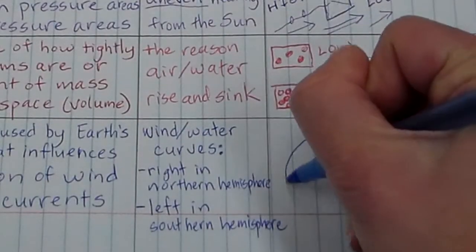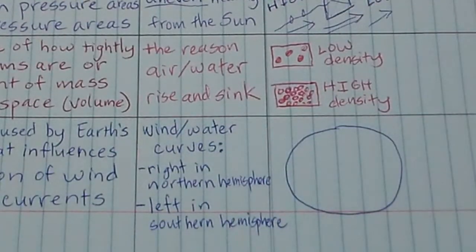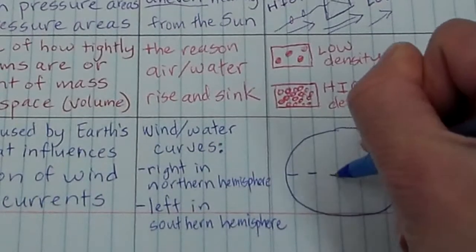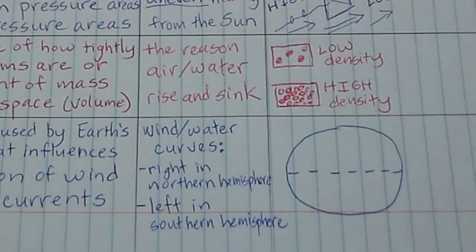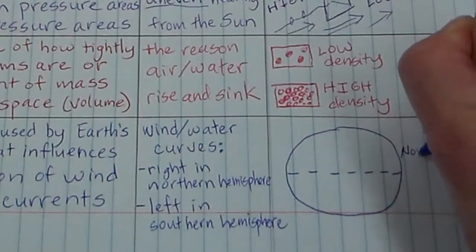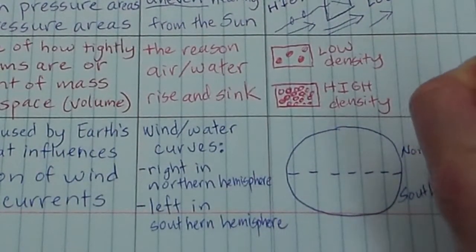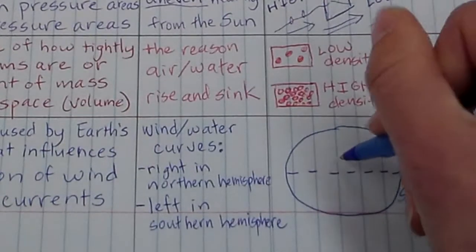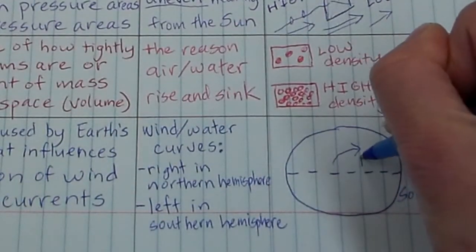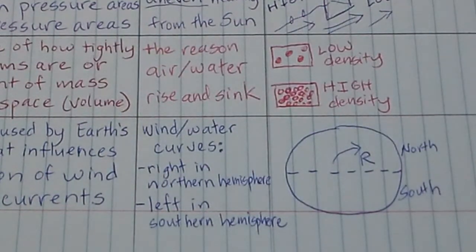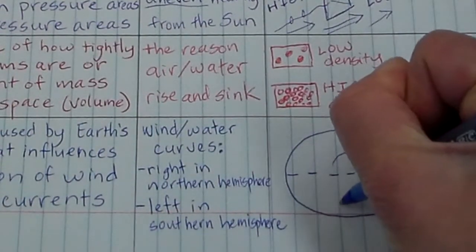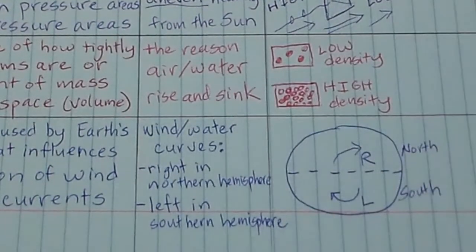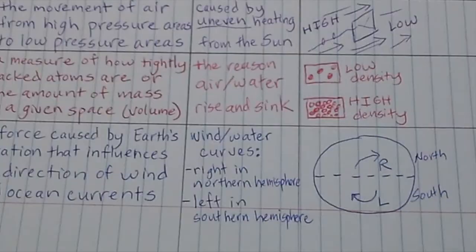So I'm going to draw a picture of that here. I'm going to draw my Earth here. And like we said, if we divide the Earth in half at something we call the equator, then we have a north and a south, a northern hemisphere and a southern hemisphere. So what this is telling us is because Earth is spinning, in the north we're going to get winds and ocean currents that curve to the right, and in the south, we're going to get winds and ocean currents that curve leftward. This explains why we see curved patterns or sometimes even circular patterns in wind and water.